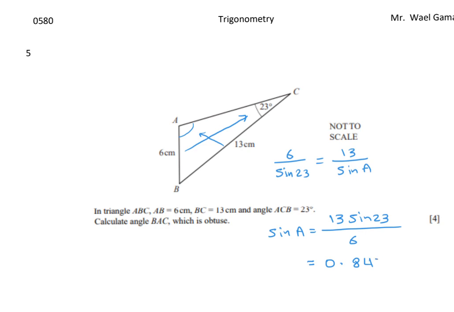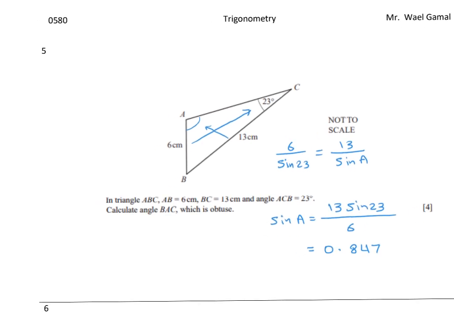0.847? Yes. Okay. Now if I need to find angle A, sine inverse. With your calculator, if you do sine inverse, you will find the acute angle. But how to find the obtuse angle? 180 minus the answer. We learn why we do that in the sine rule, the next topic. But now, with your calculator, you can find the acute angle. Then 180 minus the answer to find the obtuse angle.